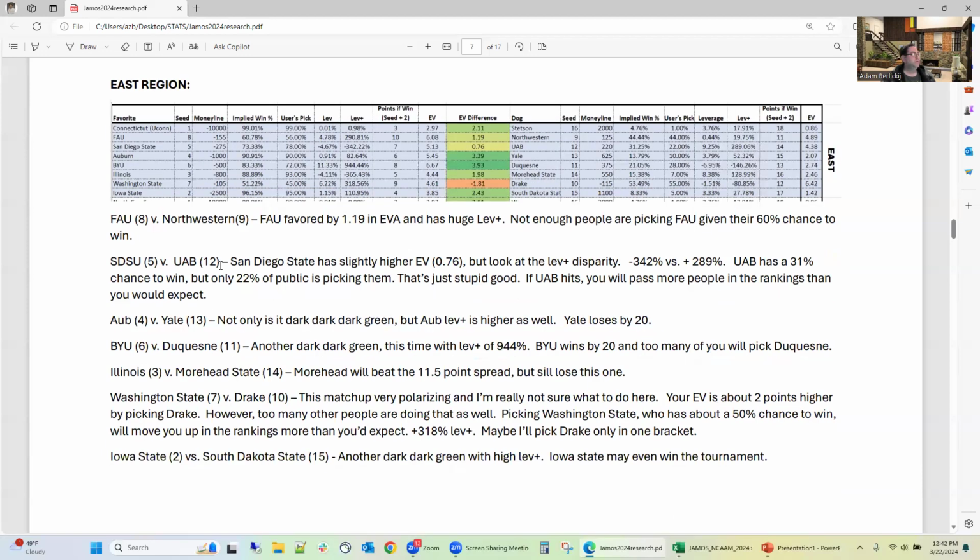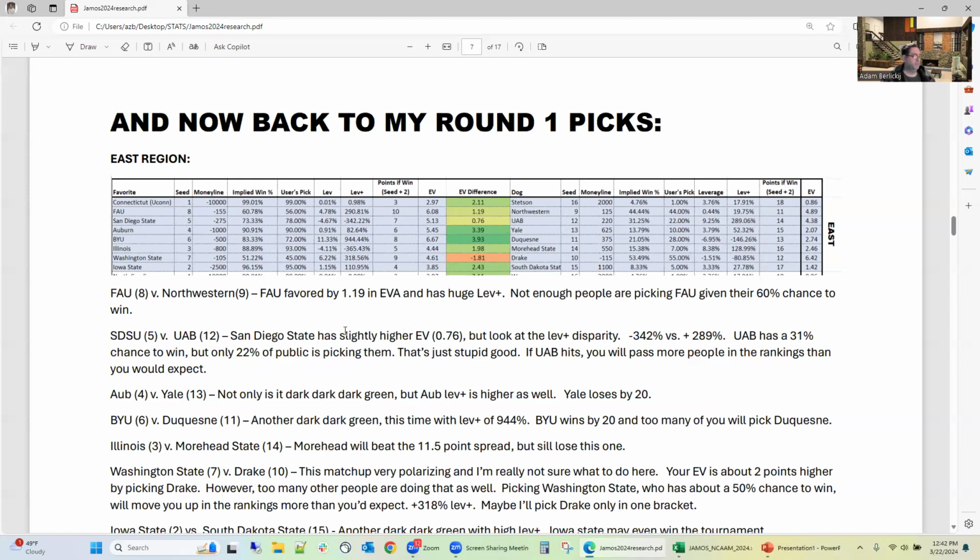Okay, San Diego State versus UAB. Here's another 5 versus 12 matchup. San Diego State has a slightly higher EV to win, but what a lev plus disparity. You notice the huge negative lev plus for San Diego State. So this, for me, is one of the good opportunities to pick the 12 over the 5. UAB has a 31% chance of winning, but only 22% of the public pick them. Okay, that's money in your pocket.